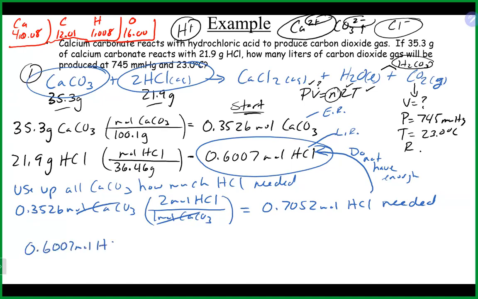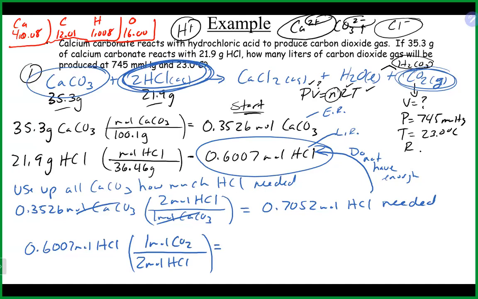So, 0.6007 moles of HCl. We now want to go to the equation and use the relationship between HCl and our CO2, which is a 1-to-2 relationship: 1 mole of CO2, 2 moles of HCl. So the 2 moles of HCl will go on the bottom, 1 mole of CO2 will go on top, and that's going to give me 0.6007 divided by 2. That's 0.3004 moles of CO2. Any questions on that part so far?